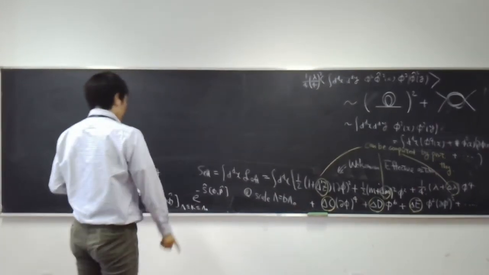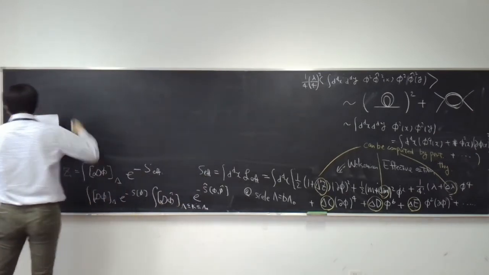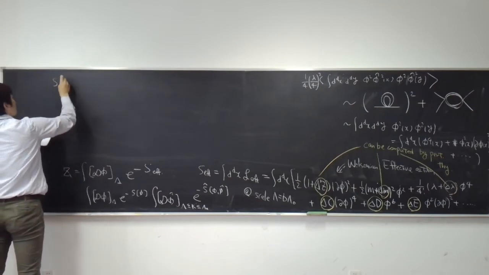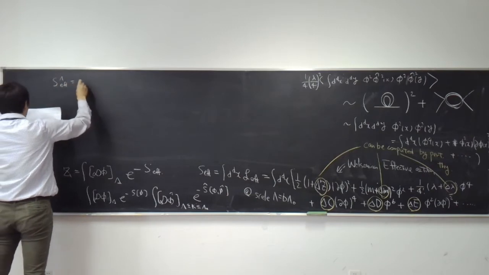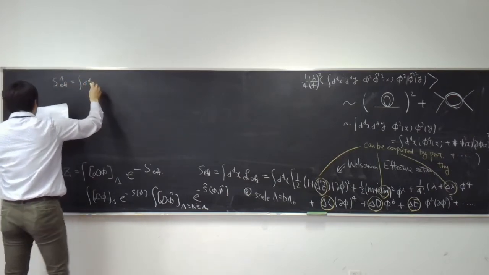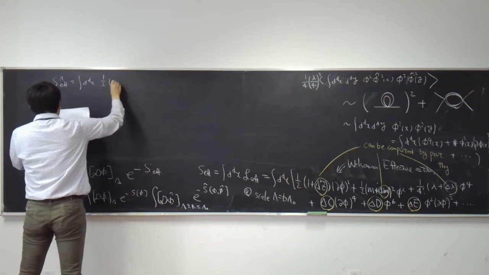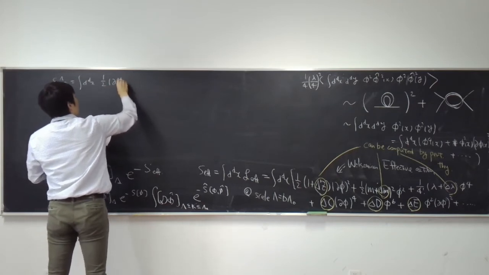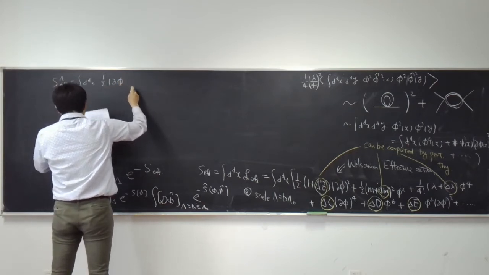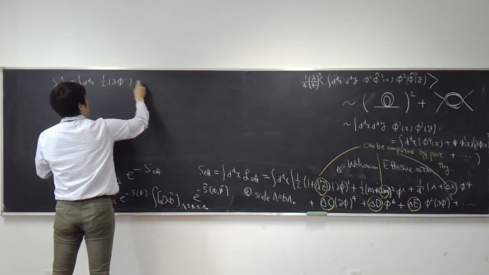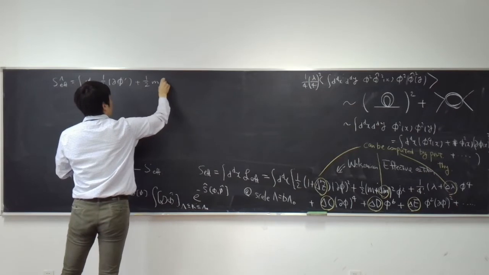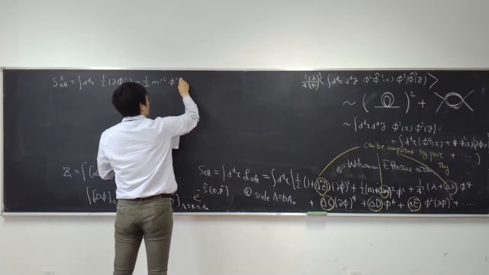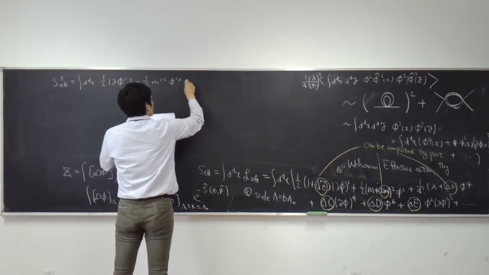So one can repackage this as an effective action in the following way. S lambda effective can be understood as the integral of d^dx, one half partial phi prime squared, plus one half m prime squared phi prime squared, and so on. This prime doesn't mean a derivative, it doesn't mean anything, it's just the other field, just a redefinition of the field.